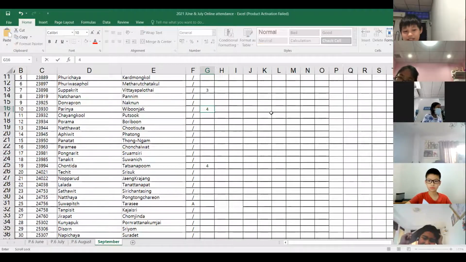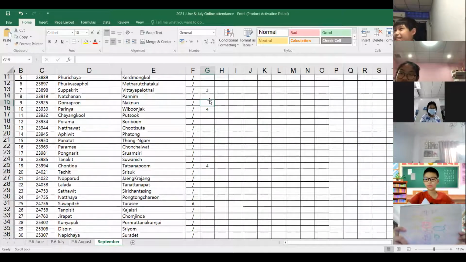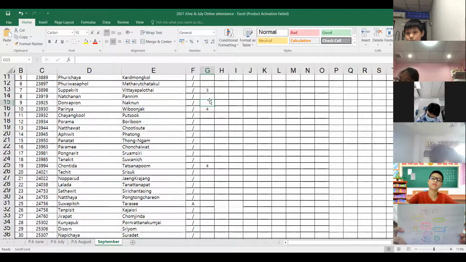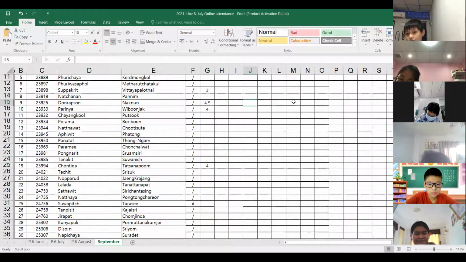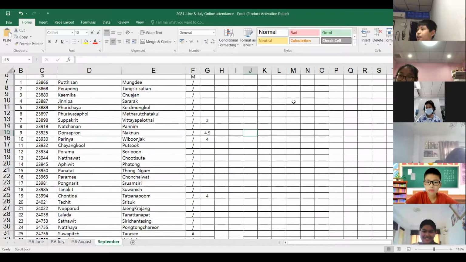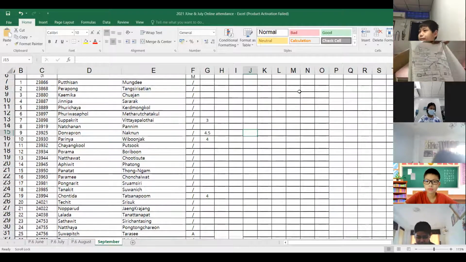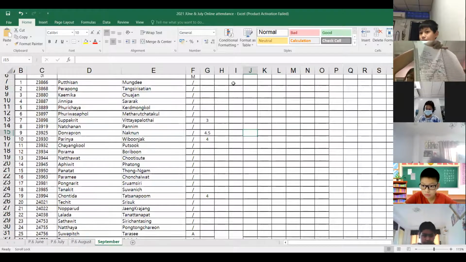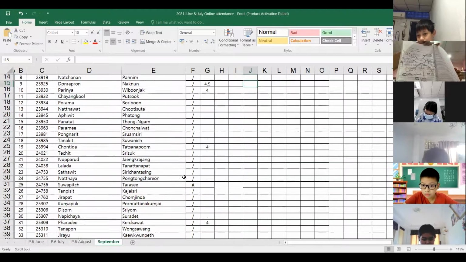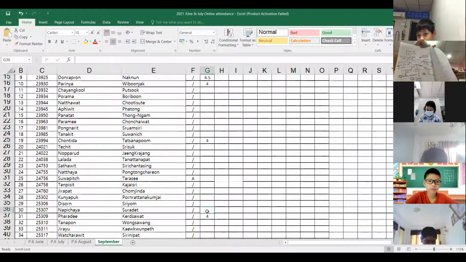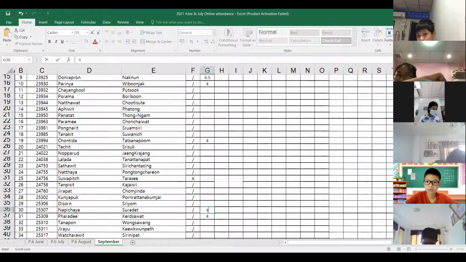What about Dunrapon? Yes, Dunrapon. Wow. Okay. Dunrapon is very colorful. So I will give it, I don't know, maybe I'll just give it 4.5. Okay. What about the others? Napichaya? Oh, Napichaya is very organized there. Yeah, so Napichaya number 30. Very good. Okay, I'll give it 4.